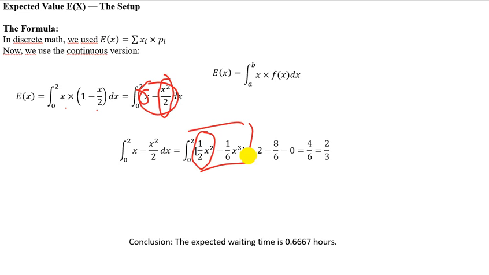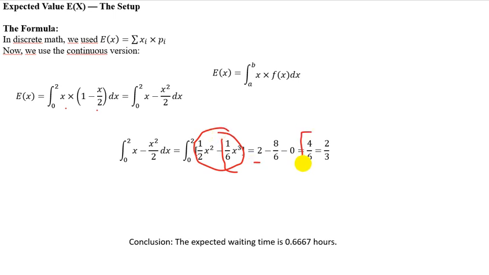Now we replace x by 2 here. For this part we get 2, and for this part, when we replace x by 2, we get 8 over 6, minus, when we replace x by 0, we get 0. So 2 minus 8 over 6 is 4 over 6, or 2 over 3. So this is the result, and this is the expected value.